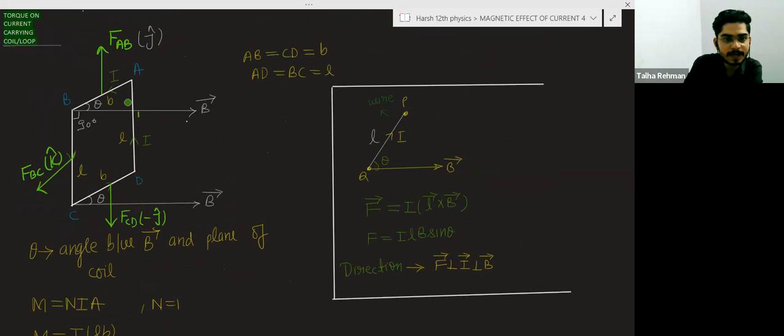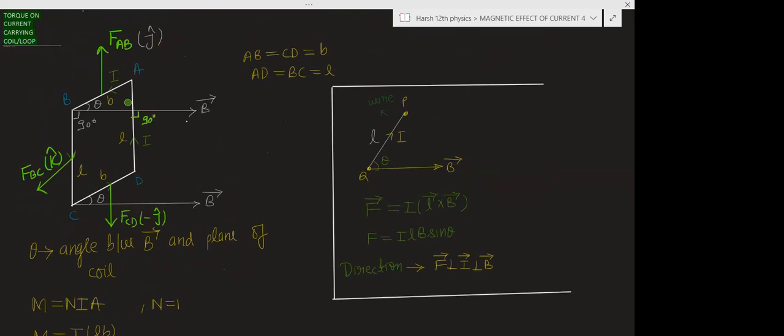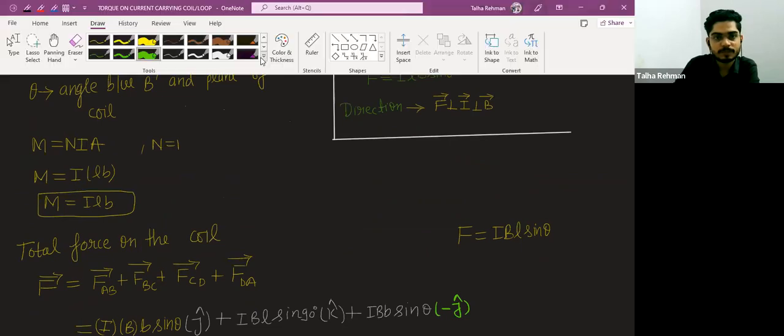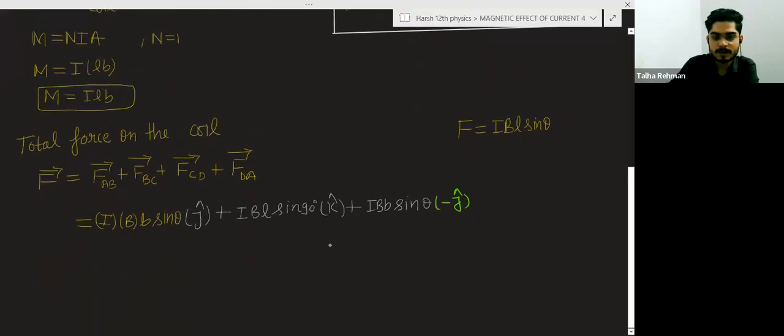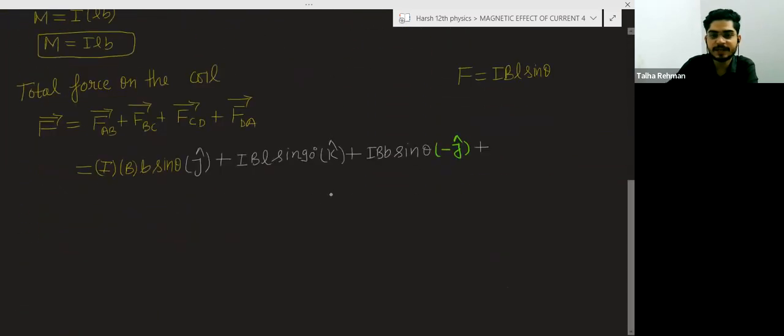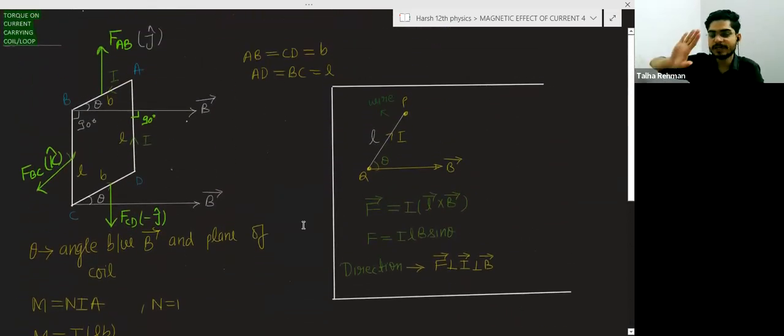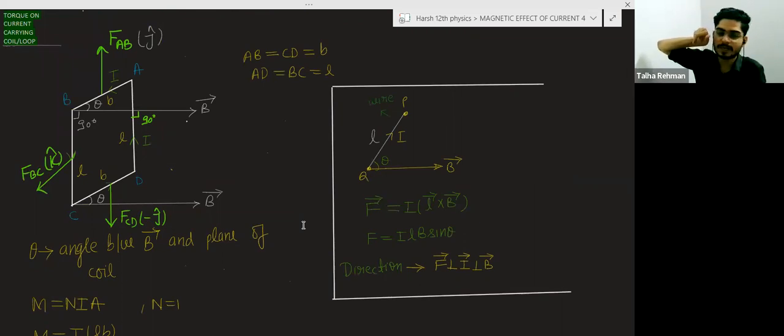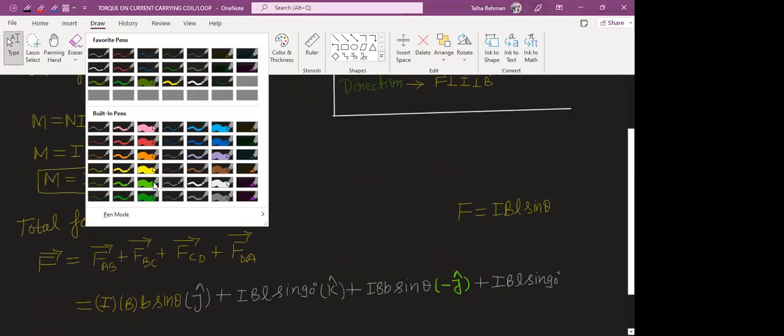Now for the wire AD, the magnetic field is perpendicular to the length of the wire. For this wire DA, the formula of the force will be current into magnetic field into length L into sine 90, IBL sine 90. The magnetic field is inwards and the current is upward; curl your fingers along the magnetic field and you will get something going away from me, the inward direction.